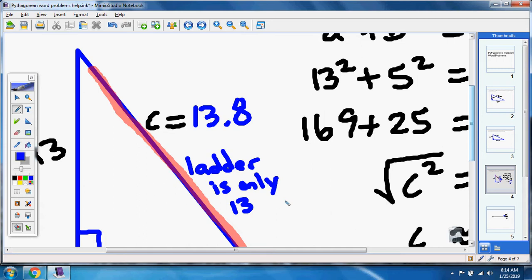I think you're getting... You would need the ladder to be 13.8, or you could technically have a longer ladder. So it's a little bit backwards from last night's questions, which is why I think you're getting confused. All right.